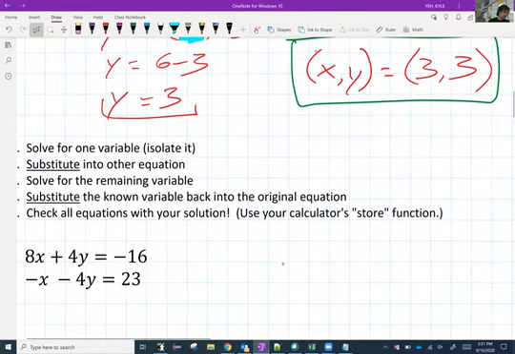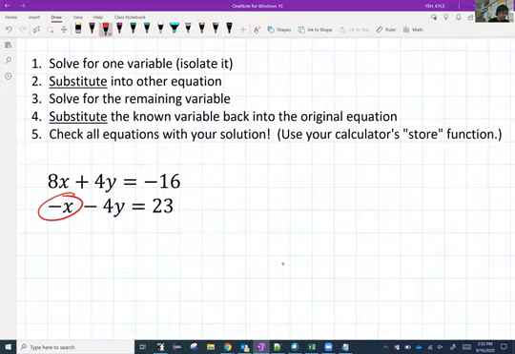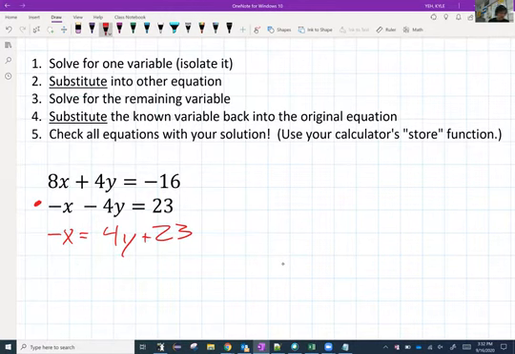So another one, exactly the same setup. Solve for one variable, get it alone, substitute it in, and so on. As you're looking at this, what variable pops out to you as the one to get alone? Well, I'm looking at this, and again, I see x all by itself. Yes, there's a negative, but I think I can get that x alone pretty easily. So I'm going to get x alone here. I'm going to say negative x equals 4y plus 23. And then divide everything by a negative. X equals negative 4y minus 23.